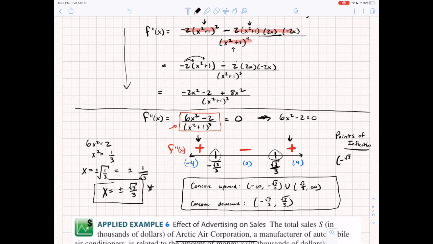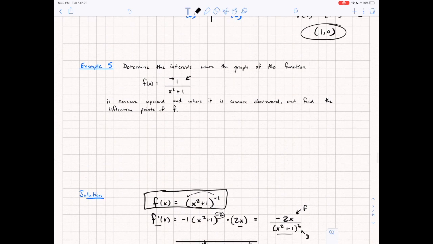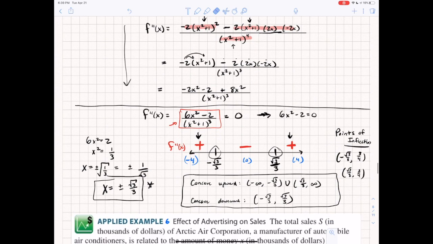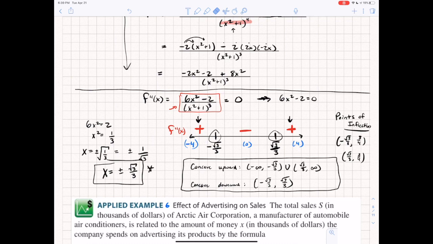For negative √3 over 3, when you plug this in, I think you get 3/4. When you do positive √3 over 3, you should get the same thing. I'm just going to look and make sure. So that would be 1/3 plus 1, which is 4/3, which should give 3/4. So that should be what you get in the calculator. So 0.75. If you're getting decimals, then you can convert that to a fraction. But that would be my points of inflection here.